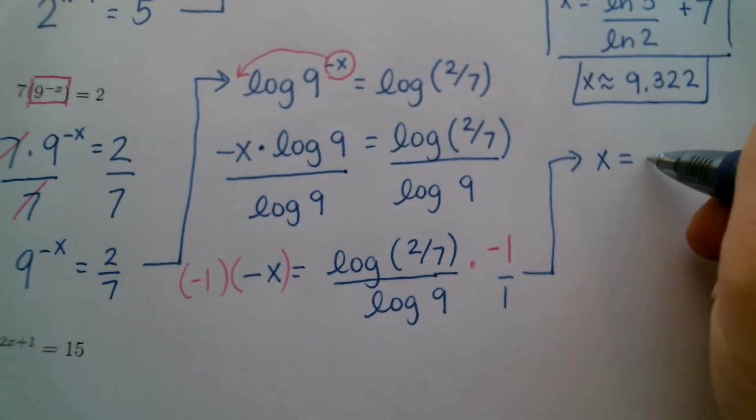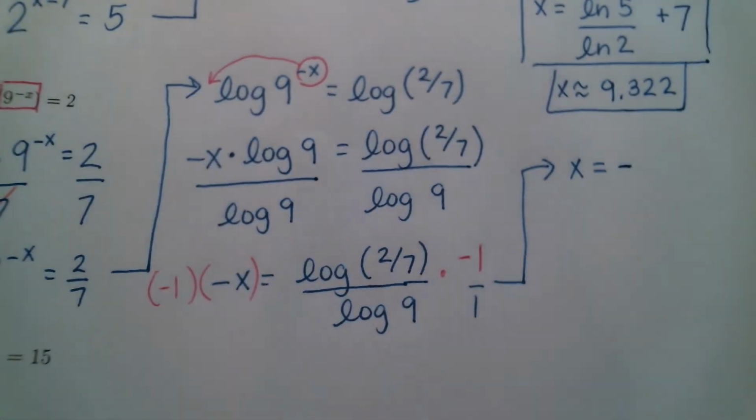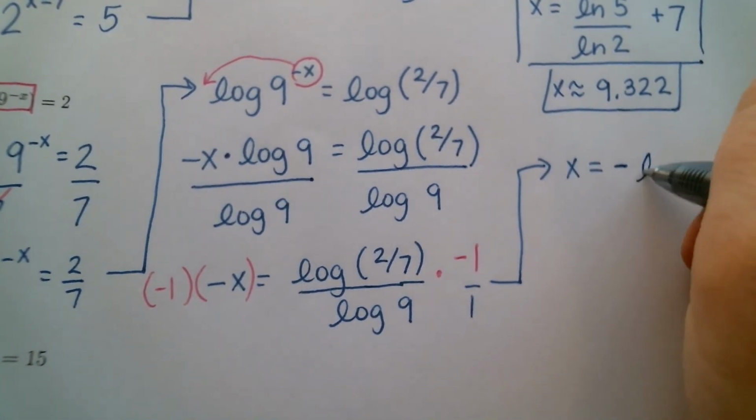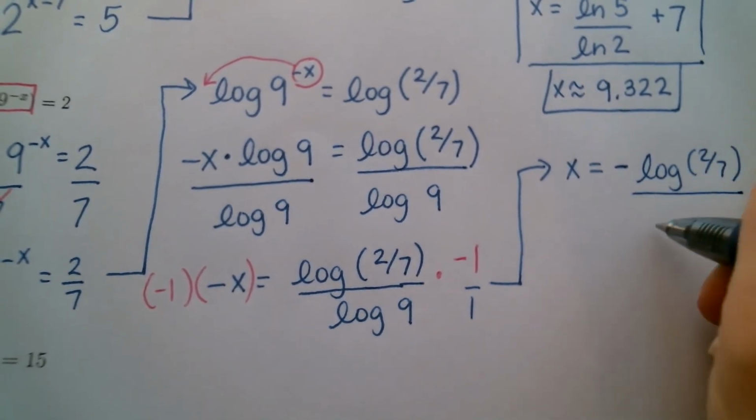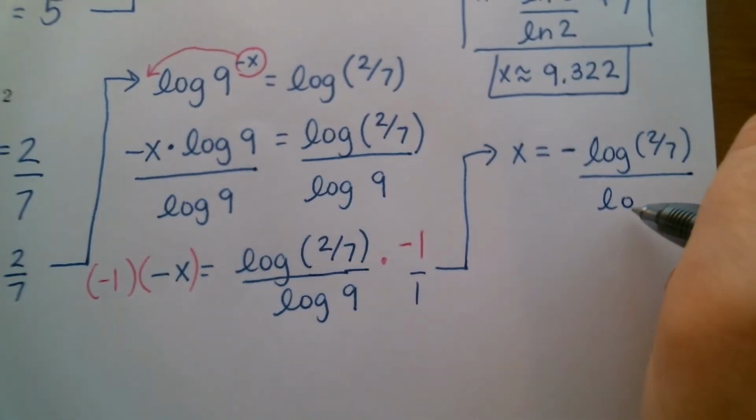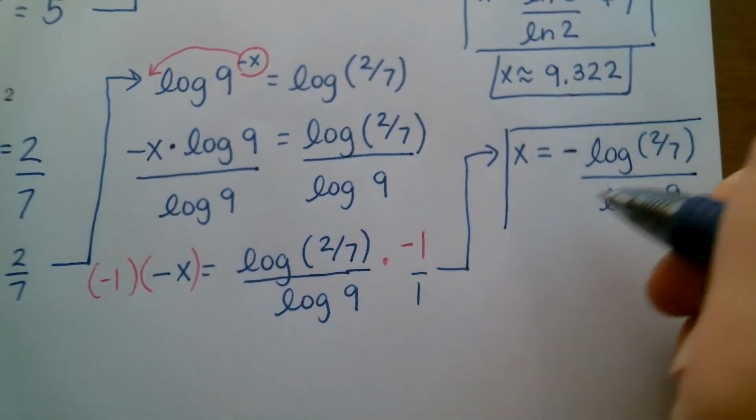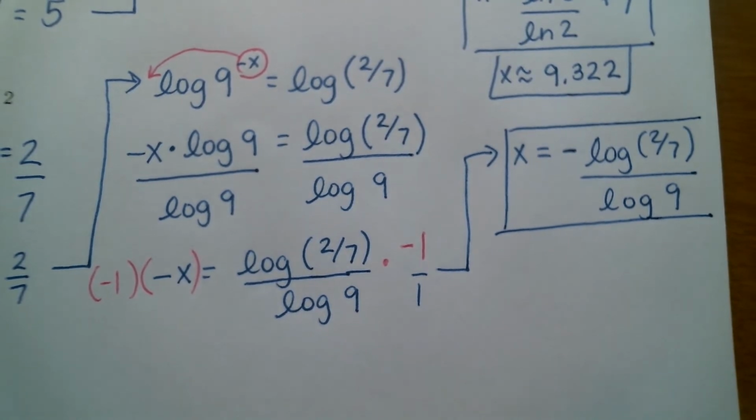So x is going to be the negative will go on the outside, because all you're doing, remember, log of 2/7 is just a number. You're changing its sign. So it's going to be negative log of 2/7 over the log of 9. This is the exact answer, and then we can plug it in for a decimal approximation.